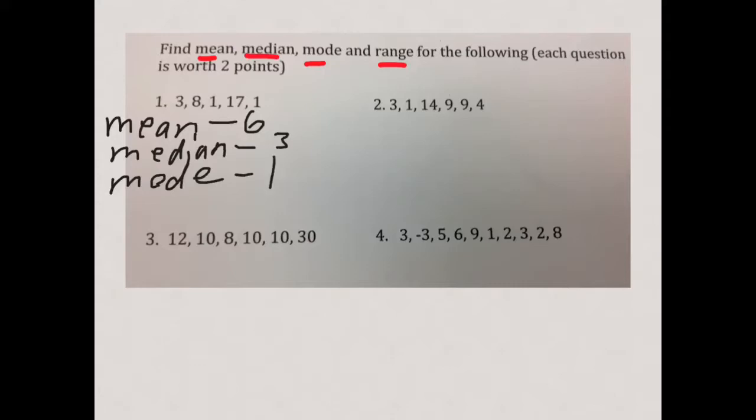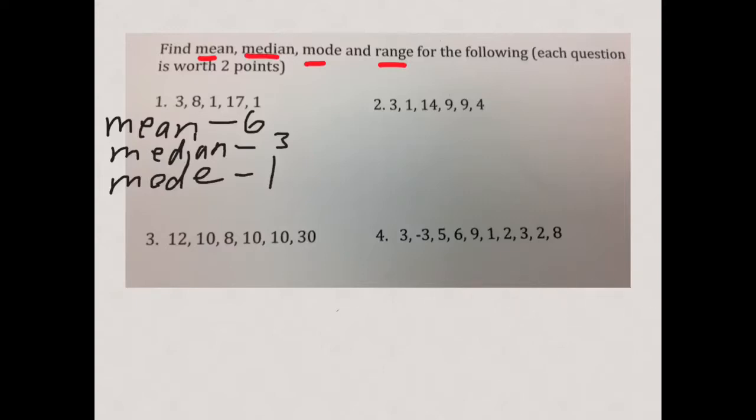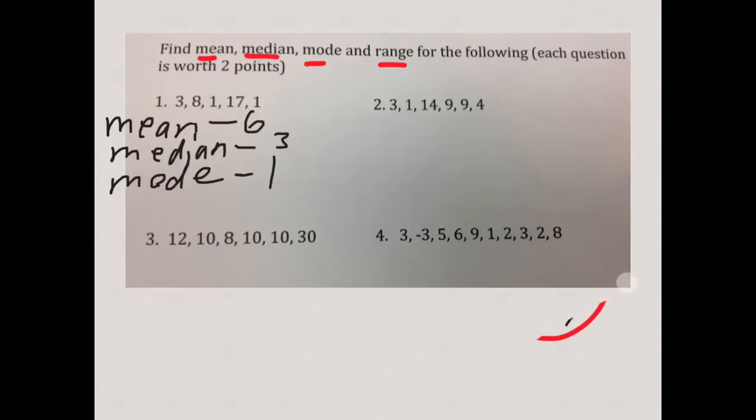Okay. Now, if we look, all these have numbers that repeat. If you had, say, 3, 7, 2, 5, 8, and 20, none of them repeat, so you would have no mode. Okay. Let's say you had something like this: 3, 3, 7, 2, and 7. Well, since these repeat and these repeat, there's a tie, you could say, and there can't be a tie. There has to be one number that happens more than the others, so since those repeat the same amount of time, there's no mode again.